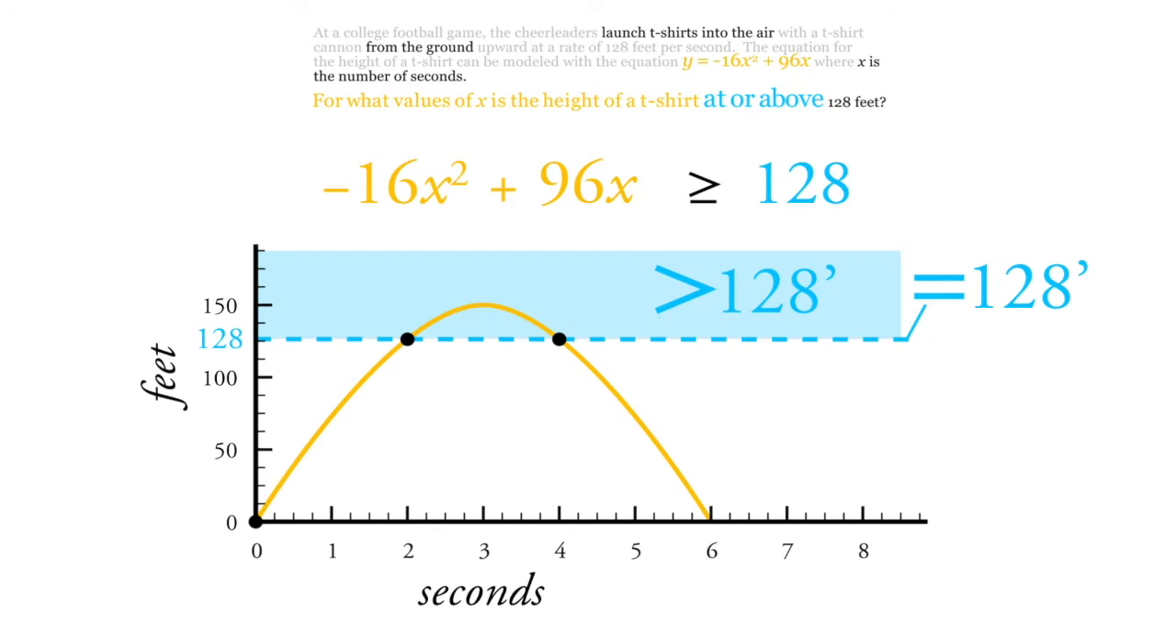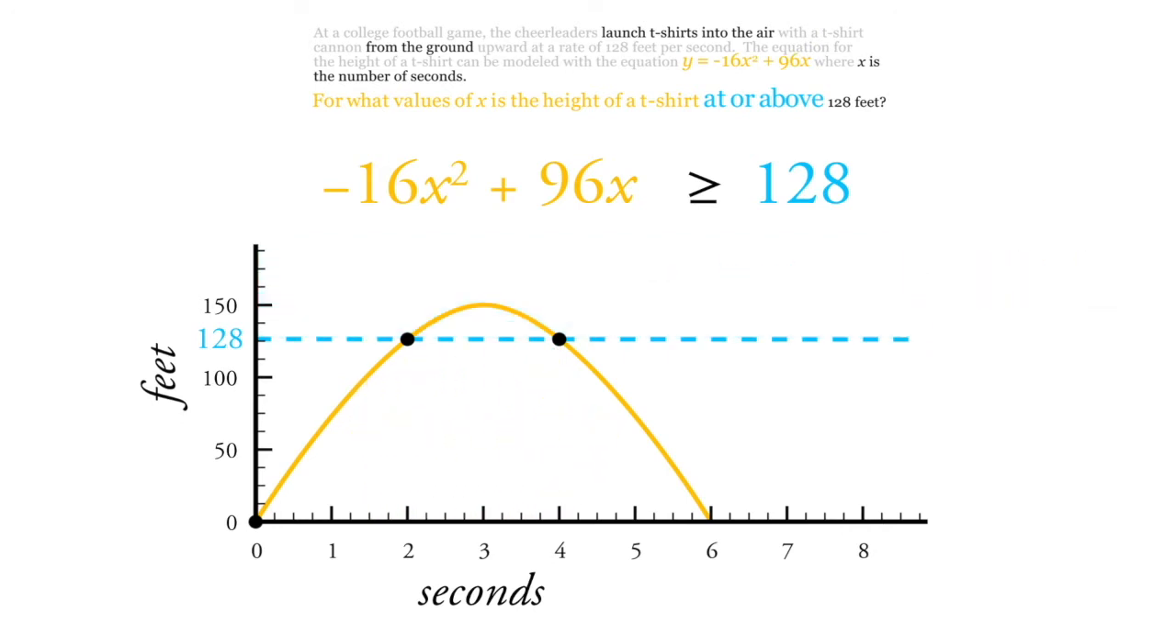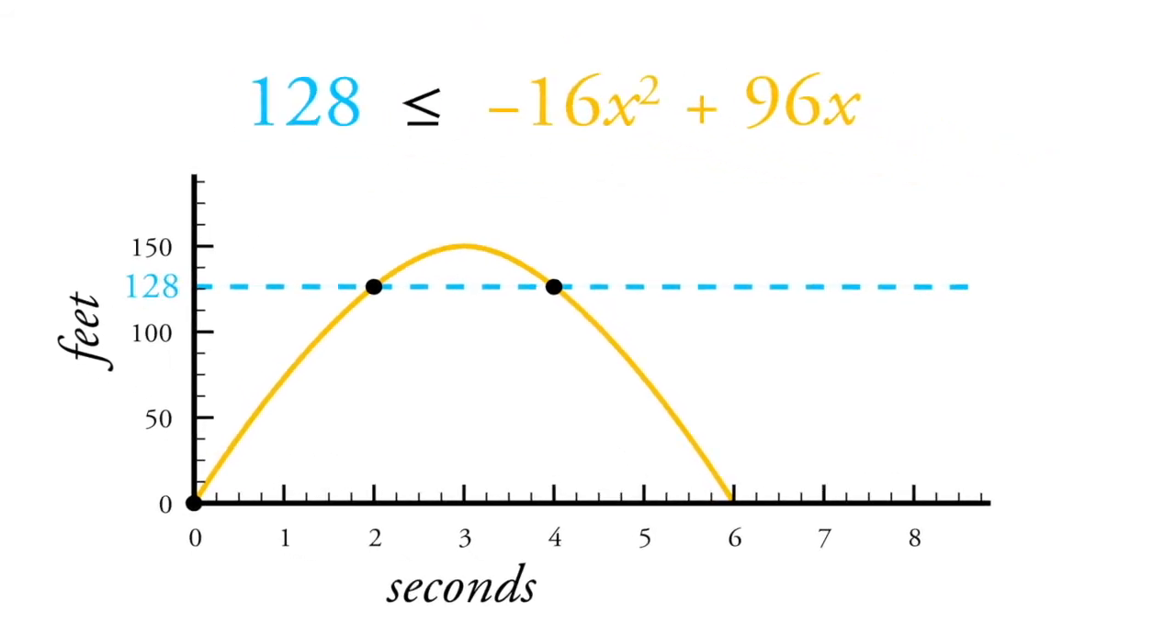We know that the height is represented by this, and we know that this line is 128 feet. So when is the height bigger than 128 feet? We can write it as 128 is less than or equal to negative 16x squared plus 96x. Now that's the hardest part of the problem, laying that out. How did I know to do that? Well, I know that my height is bigger than 128, so at what x values does that happen?